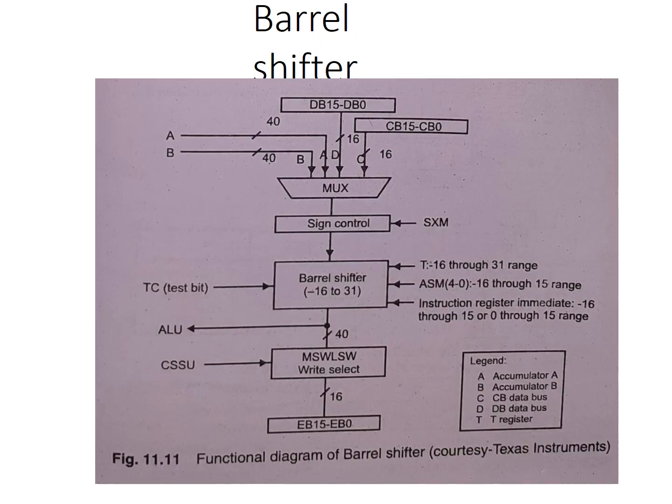And this is a parallel shifter internal diagram. Here also we have the multiplexers, sign controls, parallel shifters. In the parallel shifters, here we have the test bits, and it will have the minus 16 to 31 bits range, and instruction registers immediate to minus 16 through 15 or 0 to 15 range.